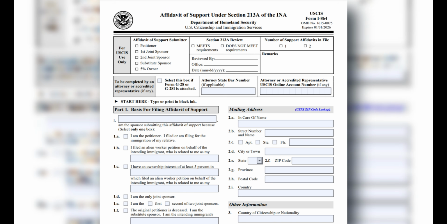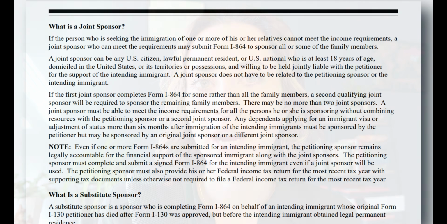So let's quickly talk about joint sponsors. A joint sponsor is someone who is a U.S. citizen or a permanent resident who can take on the entire financial responsibility for sponsoring the immigrant. The joint sponsor in that case will then have to sign the form I-864 as well, so an additional I-864. I do encourage you to read the form instructions, which describe who can be a joint sponsor.